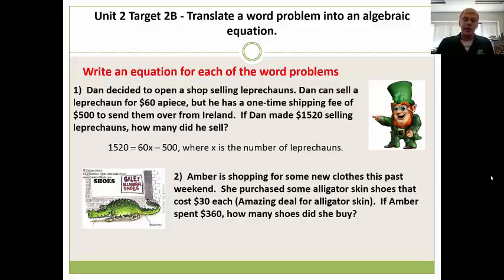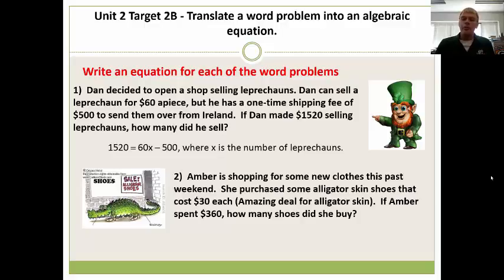All right, let's try another one here. Amber is looking for some new clothes, right? So she saw some alligator skin shoes that she decided she had to have. The shoes cost $30 a piece, pretty good deal for alligator skin, I know, right? And she's got $360 to spend, or that she did spend. So how many shoes did she buy?